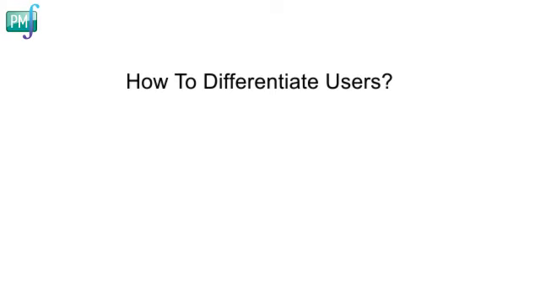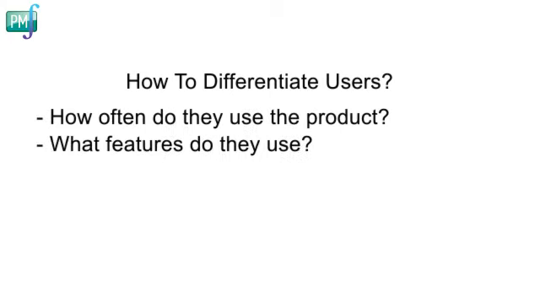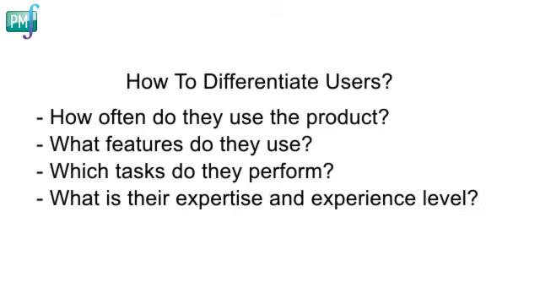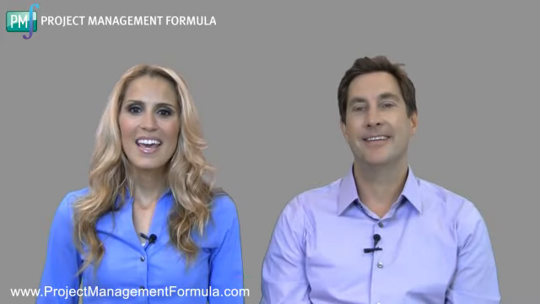Identifying users is another significant component of requirements elicitation, and our program will make that process much easier. There are a few different types of users, and the ways in which they differ include how often they use the product, what features they use, which tasks they perform for their business processes, their level of experience and systems expertise, and their security levels or access privileges. It can be helpful to classify users based on these differences. Keep in mind, though, that some people may belong to more than one class.